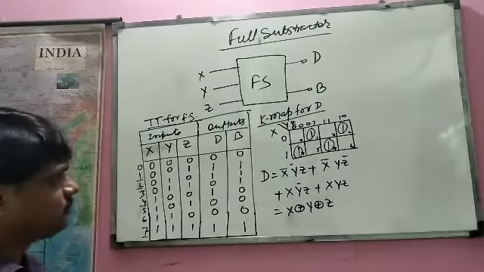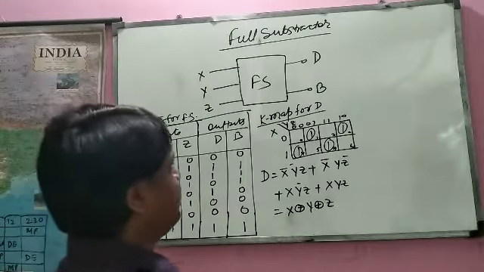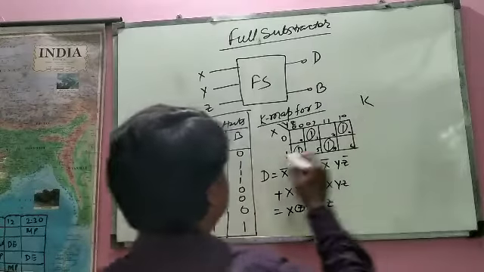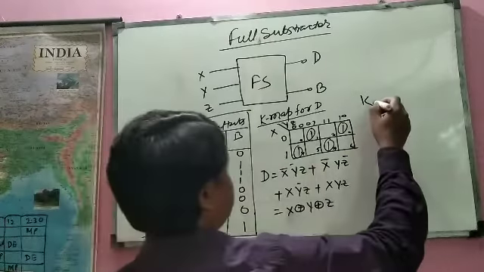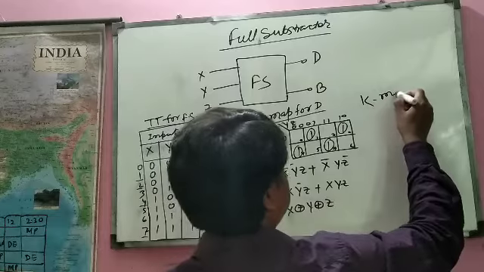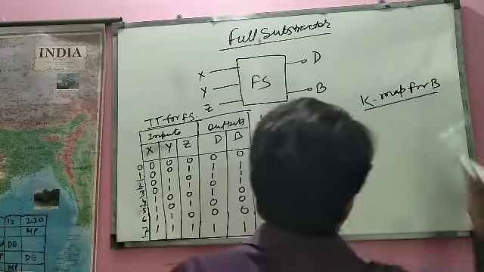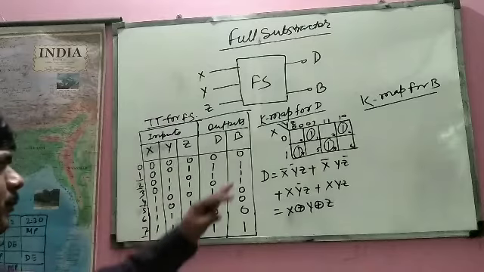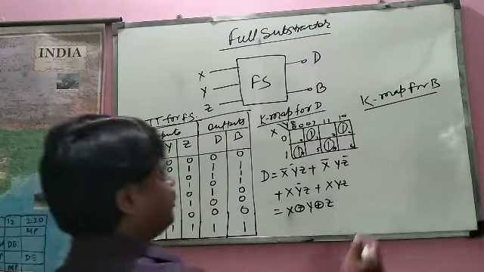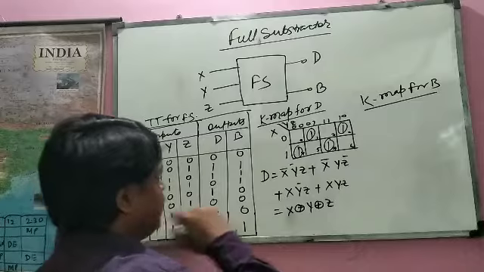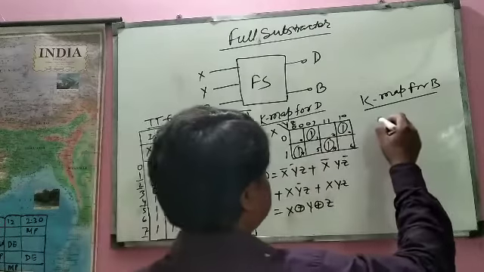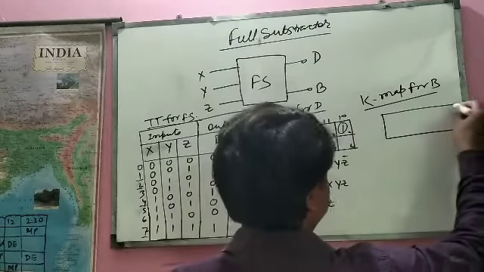Okay, so this is for D. And now for the value of B, so the K map for B. Okay, the borrow K map. So these are the values. Let us suppose again it will be the similar value.